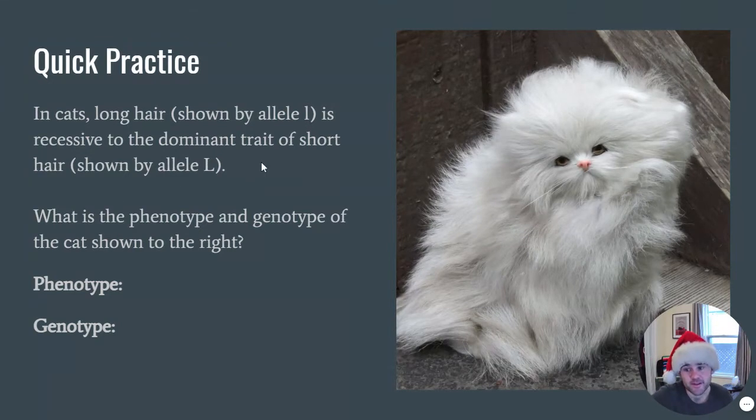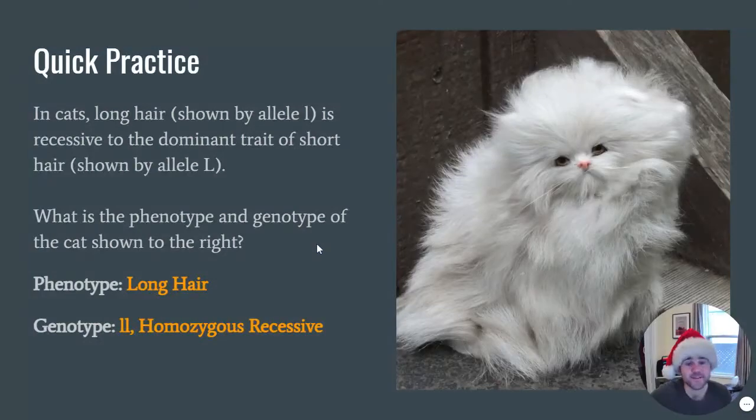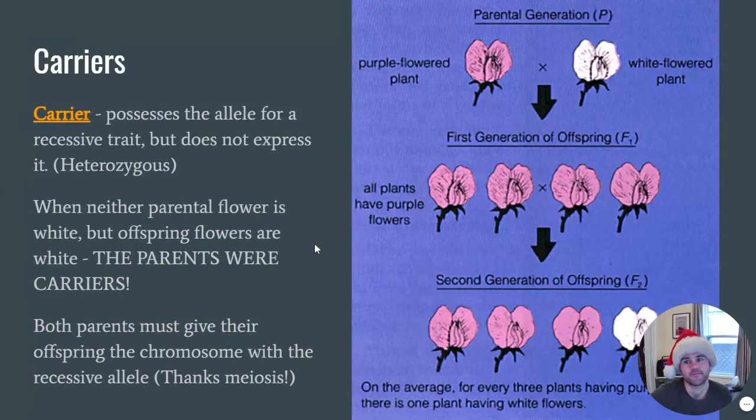Well, if you didn't pause, here we go. Phenotype is long hair. If you've never seen a cat before and you don't know that this is long hair, this is a pretty long-haired cat. This is a pretty bushy-looking cat. And so its genotype, because we know that long hair is recessive, has to be little l, or homozygous recessive.